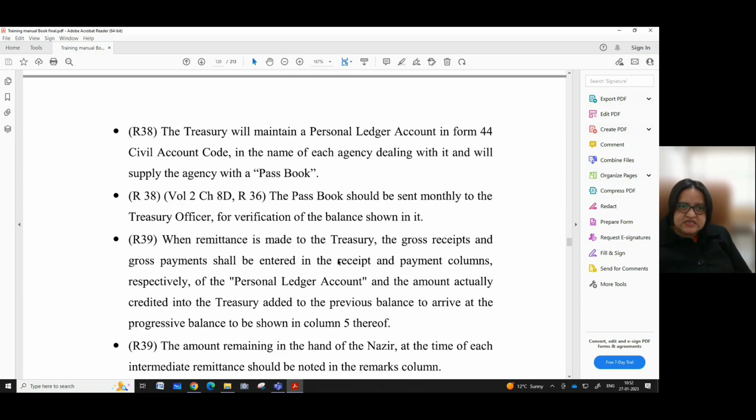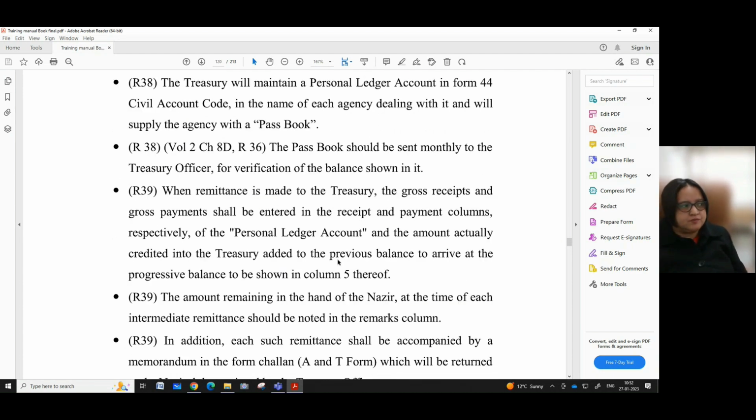Rule 38 says that the treasury will maintain a personal ledger account in Form 44 Civil Account Code in the name of each agency dealing with it and will supply the agency with a passbook. Rule 38, Volume 2, Chapter 8D and Rule 36 says that the passbook should be sent monthly to the Treasury officer for verification of the balance shown in it.